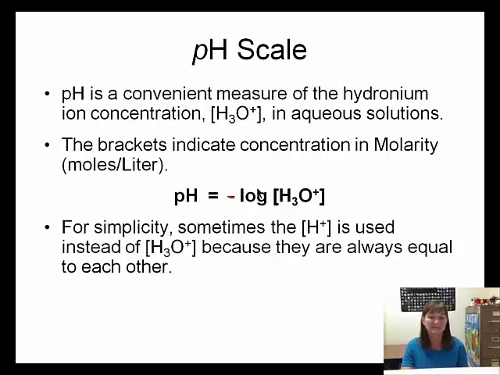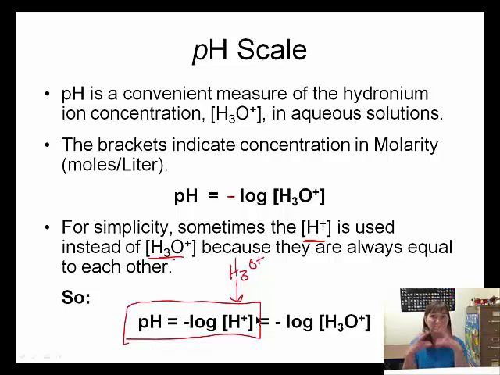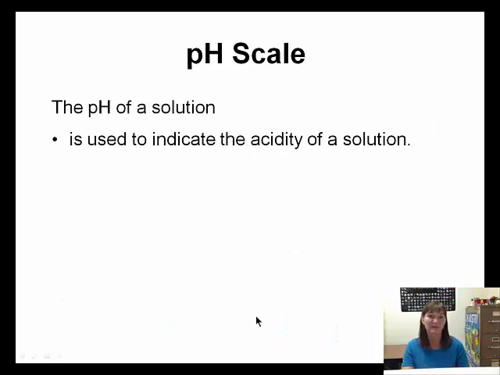For simplicity, sometimes the bracket hydrogen ion is used instead of the hydronium. So a chemist knows that the acid is giving up a hydrogen ion, which is going to land on water to make hydronium ion. So the concentration of the H+ is equal to the hydronium. So we're often lazy, and instead of writing pH equals negative log hydronium, we often just write pH equals negative log of the hydrogen ion. But you need to know that really this is just a symbol for the hydronium. Okay, so what I've put the square around here is what is on your information sheet. So if I ask you for the pH, go get that formula.